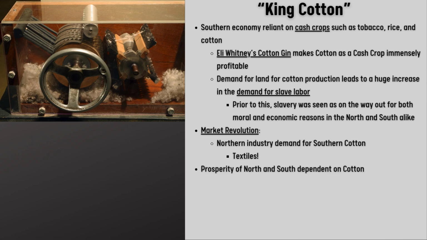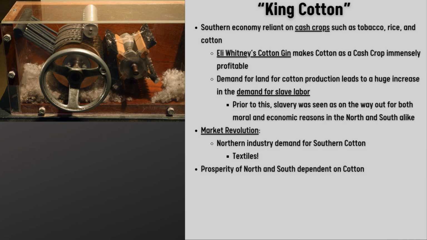The Southern economy was heavily reliant on cash crops like tobacco, rice, and especially cotton. The invention of Eli Whitney's cotton gin revolutionized this sector, making cotton a highly profitable cash crop. This technological breakthrough led to a surge in demand for land, which in turn escalated demand for slave labor.